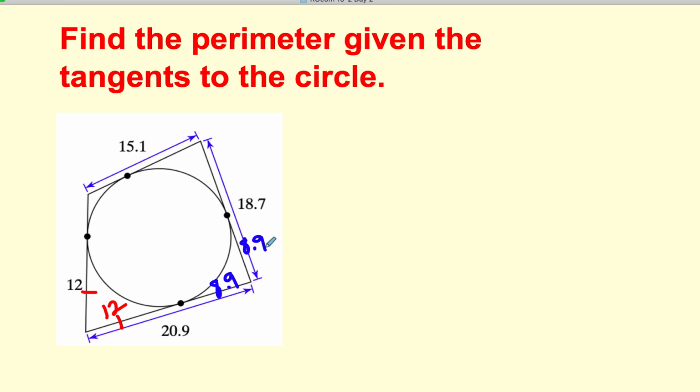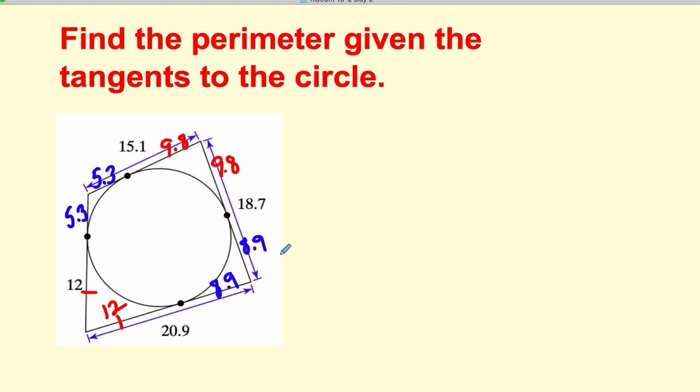18.7 take away 8.9 will be 9.8. So this segment will be 9.8, and then this segment will be 9.8. And then I'm going to change color again, and I'm going to find the leftover from 15.1, which is going to be 5.3. And then this tangent segment will be 5.3.